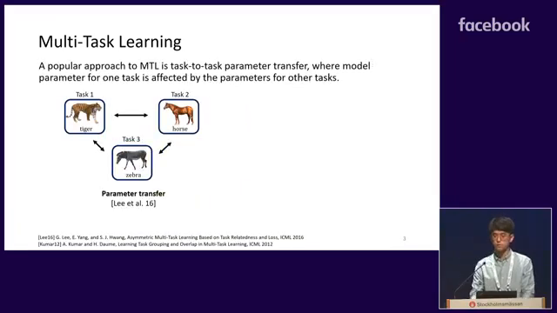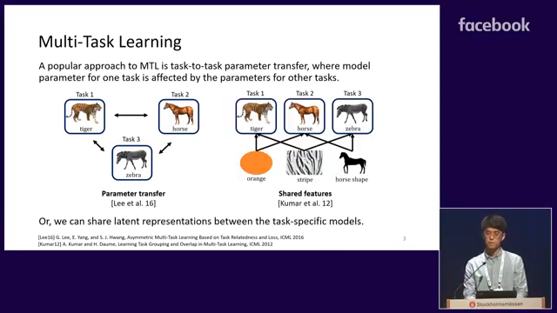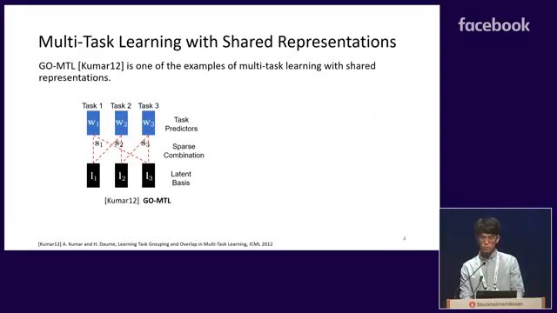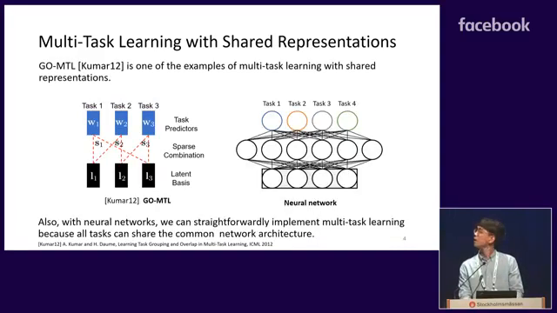A popular approach to MTL is task-to-task transfer, parameter transfer, where a model parameter for one task is affected by the parameter for other tasks. Or we can share latent representations between the task-specific models, and knowledge is transferred through those representations. GoMTL by Kumar et al. is one of such examples. And also, with neural networks, we can straightforwardly implement multitask learning because all tasks can share the common network architecture.